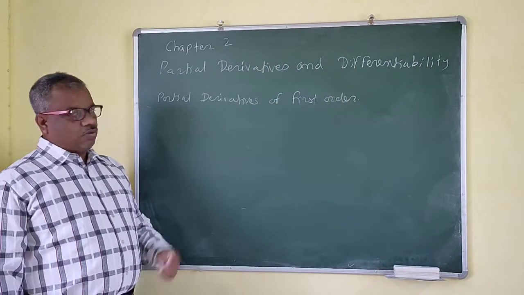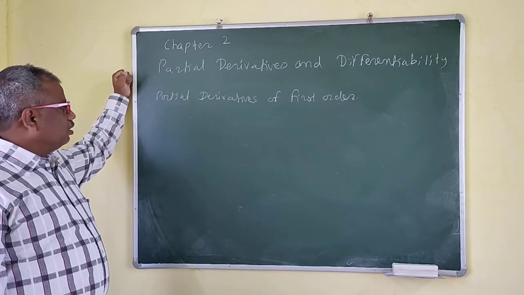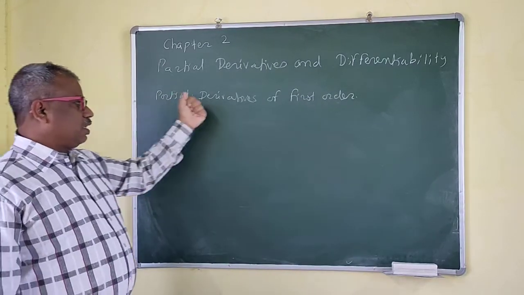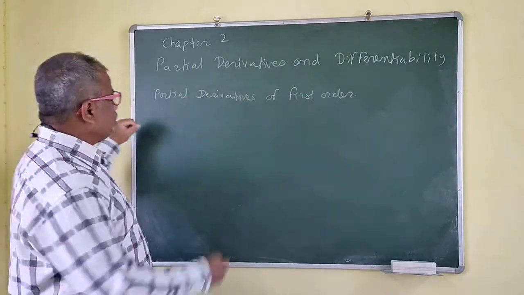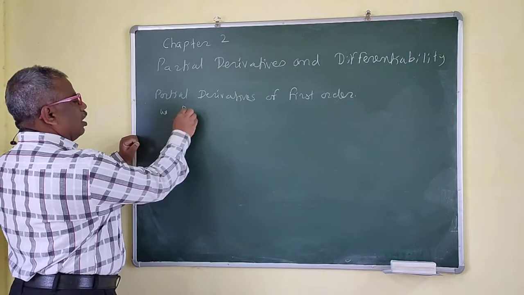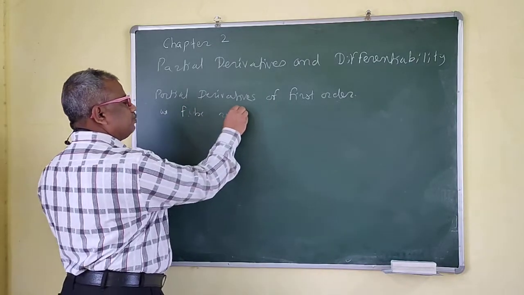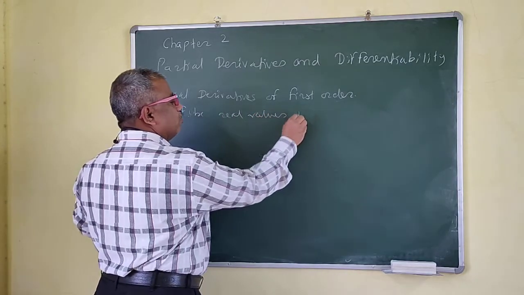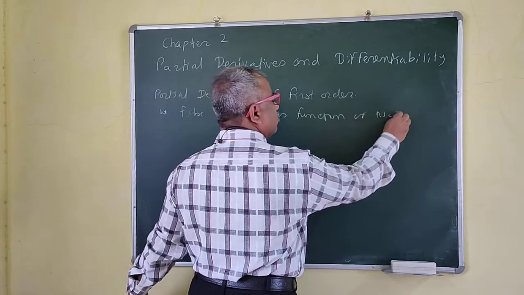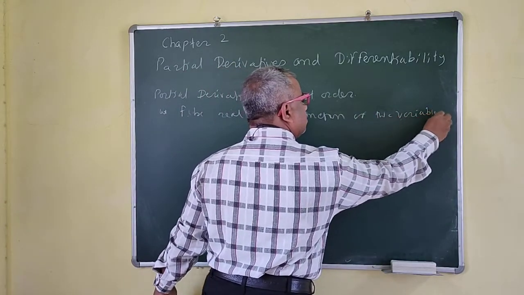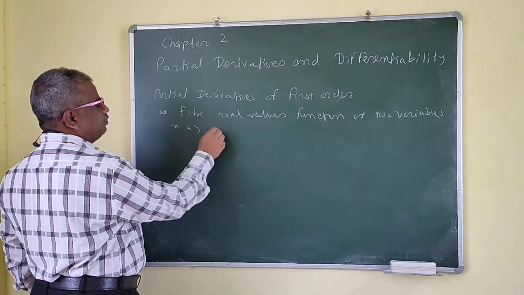So today we will go to chapter 2, that is partial derivatives and differentiability. So what do we mean by partial derivatives? There are two partial derivatives of first order. That means, suppose we have f, a real valued function of two variables x and y.